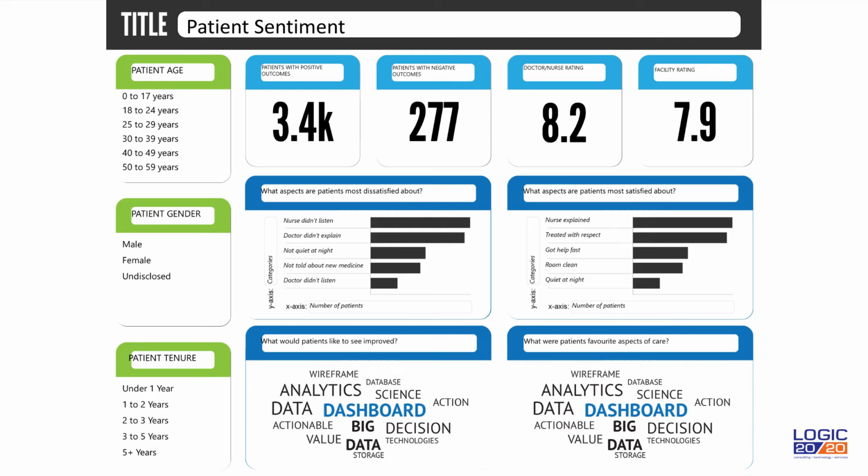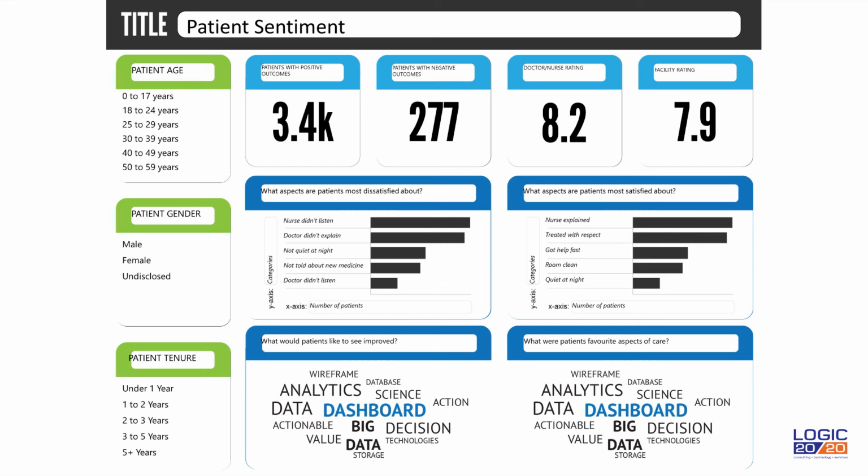So look at the KPIs along the top. Patients with positive outcomes, patients with negative outcomes, doctor-nurse rating, facility rating, all really important stuff, right? And these are definitely very distinctly different things that were pulled out of the survey. So facility rating, you're going to see some of the questions around that, and they would be things like, were the bathrooms clean, or did the beds get changed on time? These kind of questions related to facilities, and it's very important to have that sort of holistic view of it.